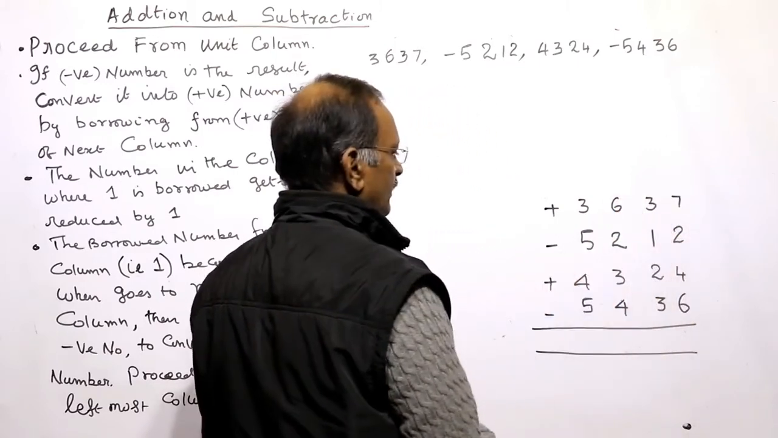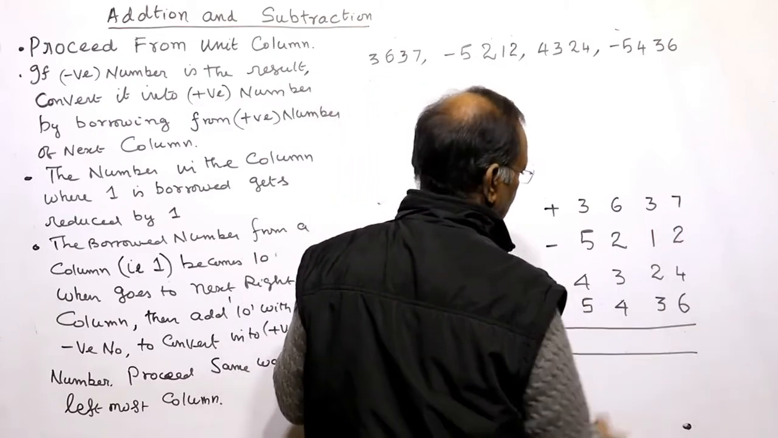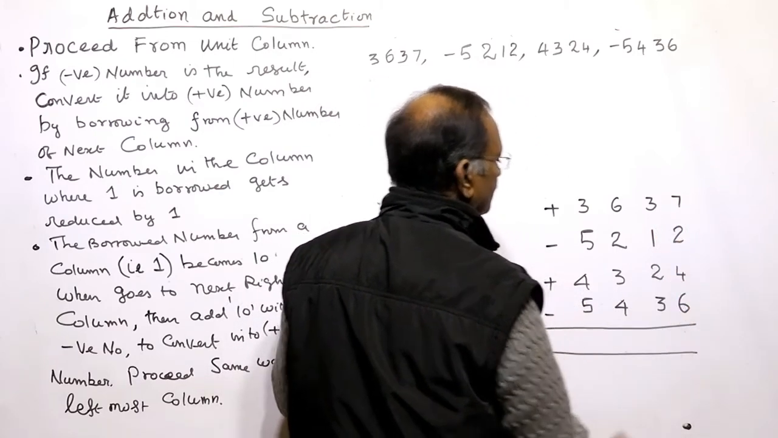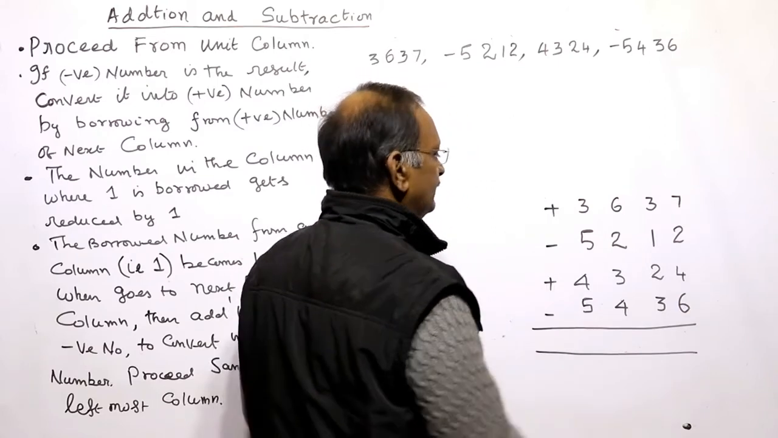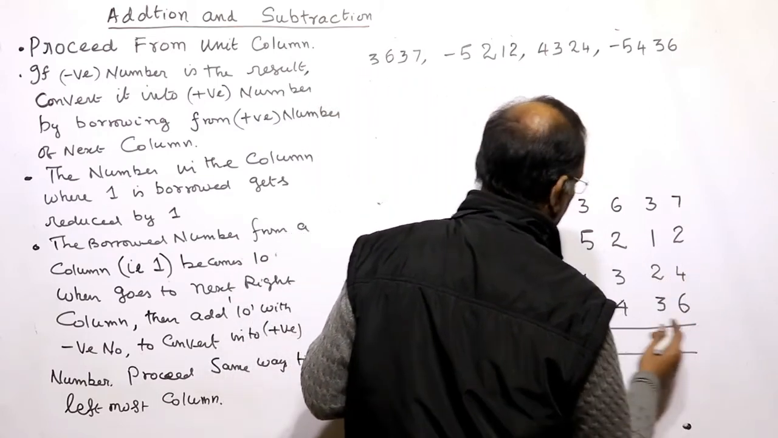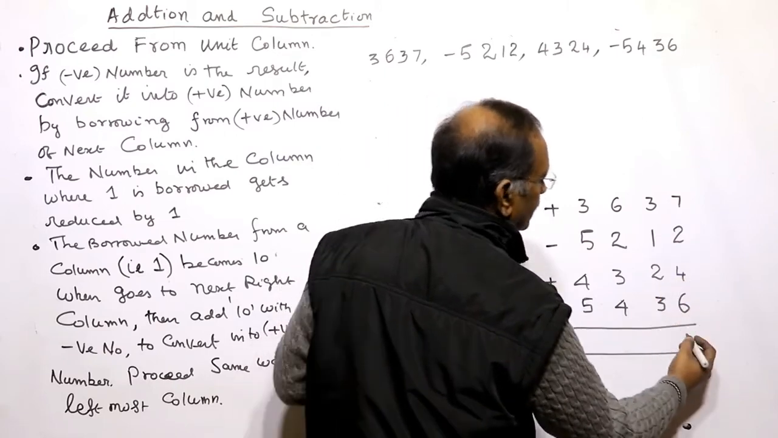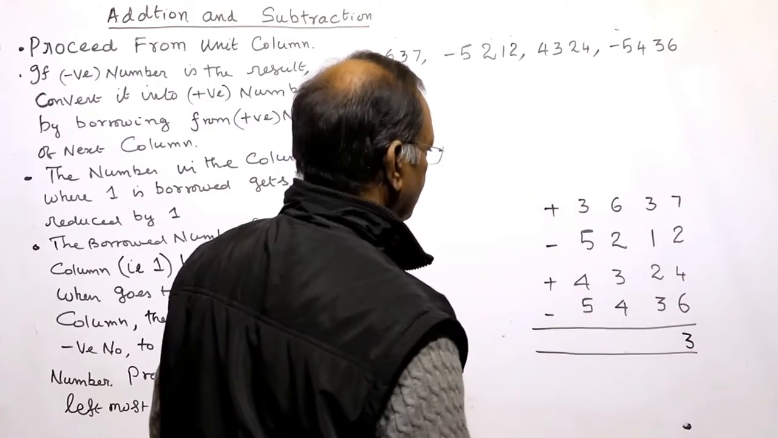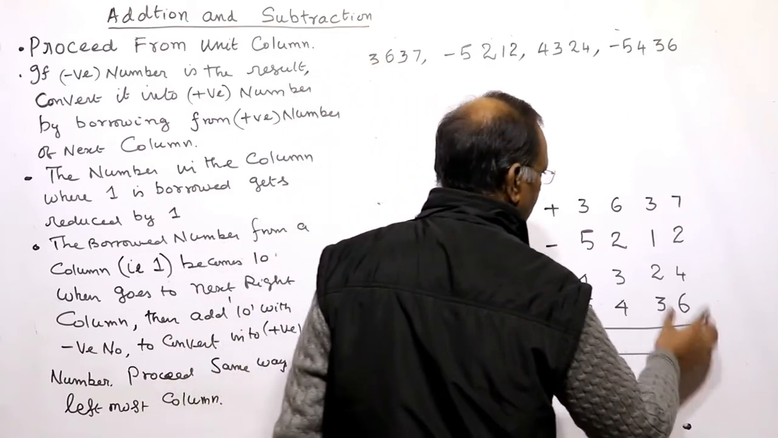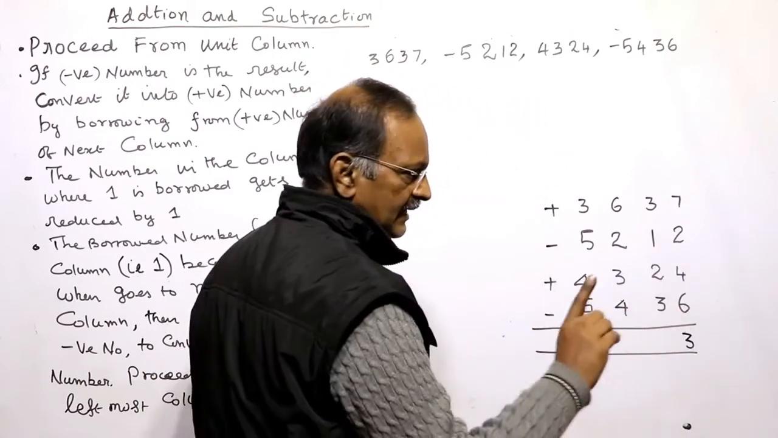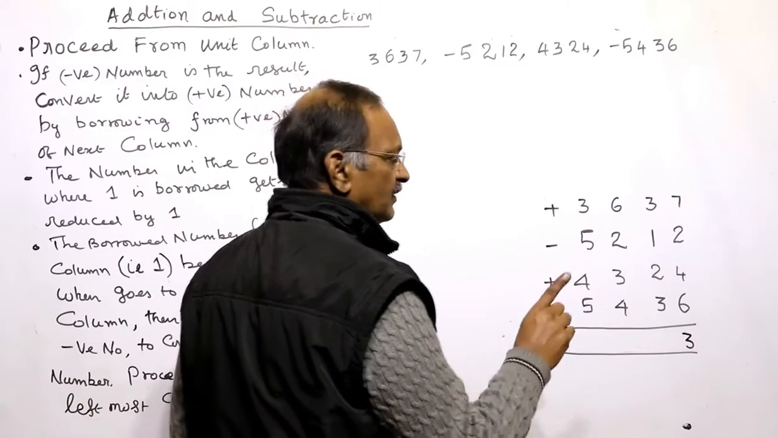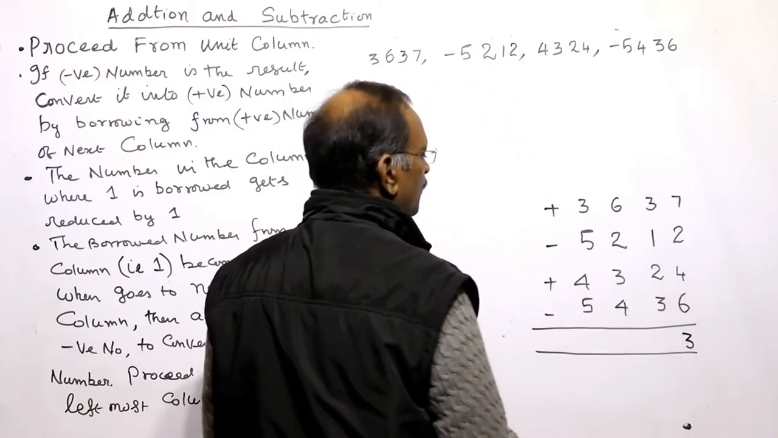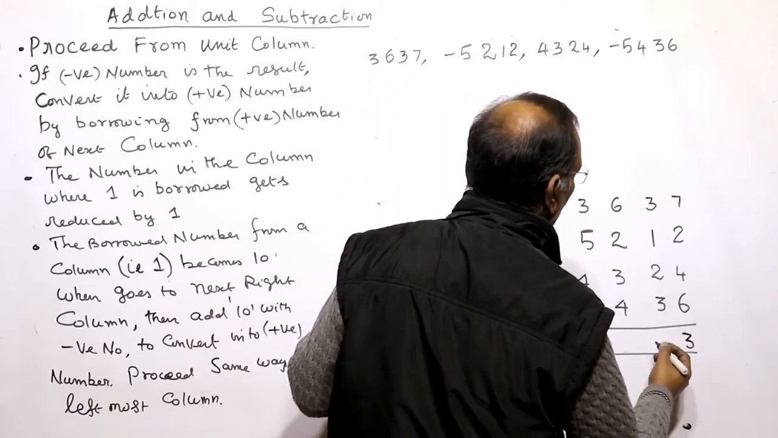Then coming to the next column: 7 plus 7 minus 2 is 5. 5 plus 4 is equal to 9. 9 minus 6 is equal to 3. Since it is a positive number, we need not borrow anything. If it is a negative number, we borrow from the positive number. Then 3 minus 1 is 2, 2 plus 2 is 4, 4 minus 3 is equal to 1.